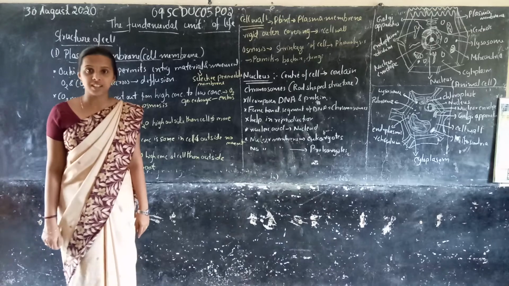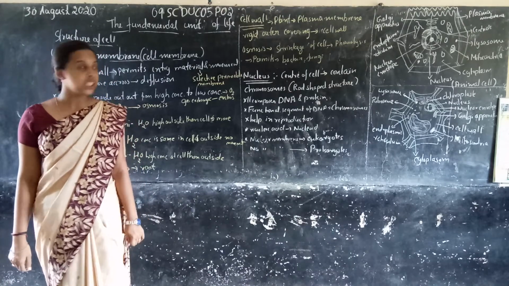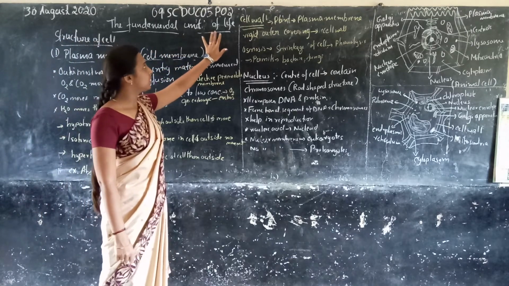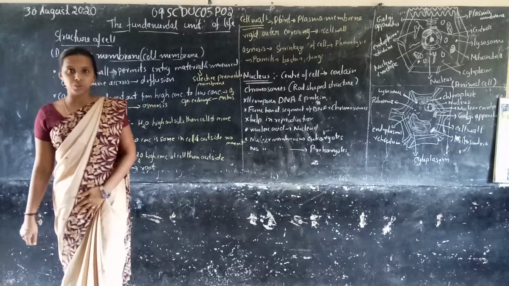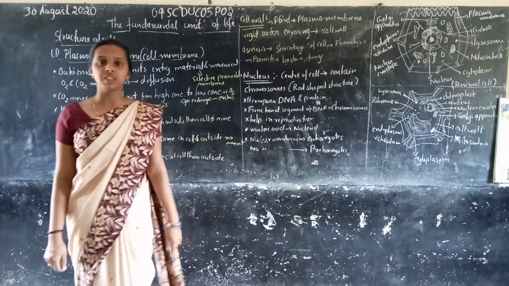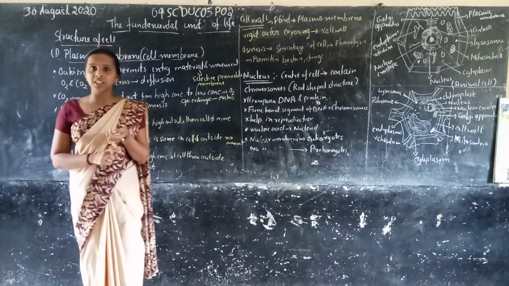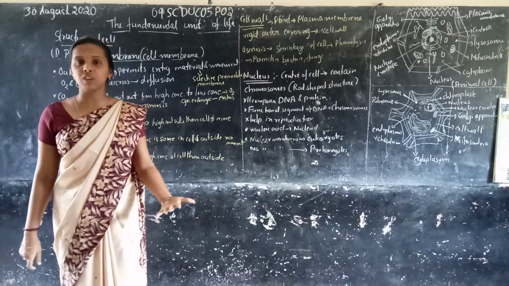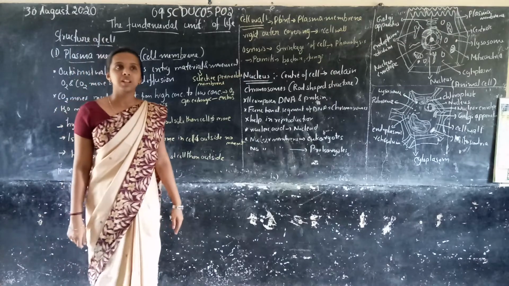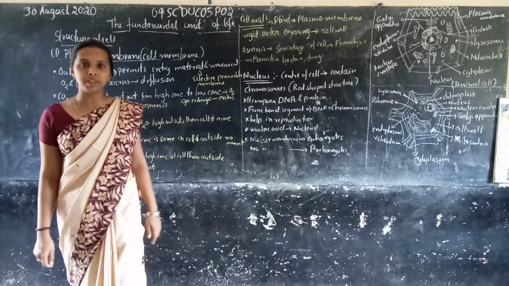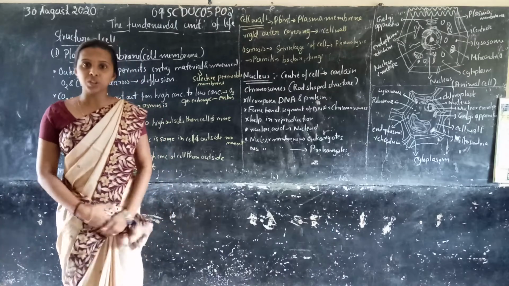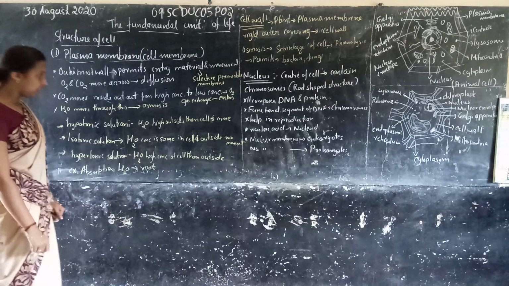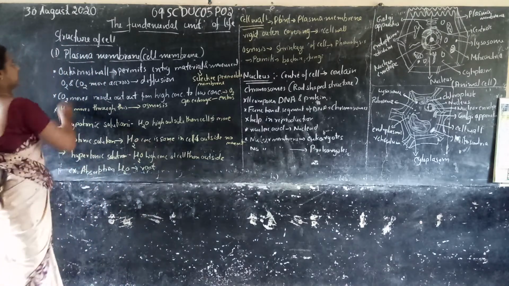We studied last class, 9th standard biology, chapter 5, the fundamental unit of life. This is part 2 video, 2 of 3. In the last class, we studied what a cell is, who discovered the cell, what the structure of cells is, and then some activity. You remember that? I think you should remember. It's very important.